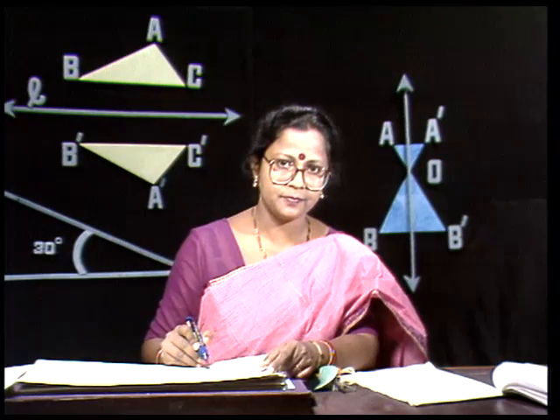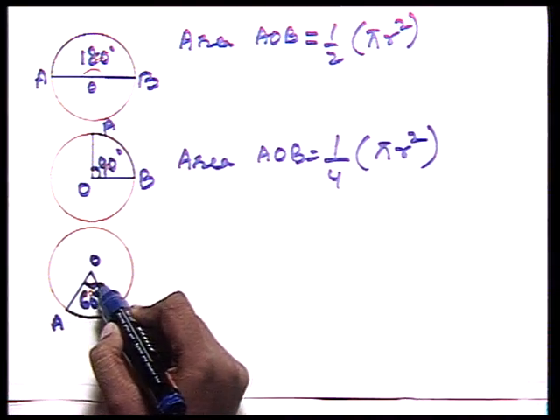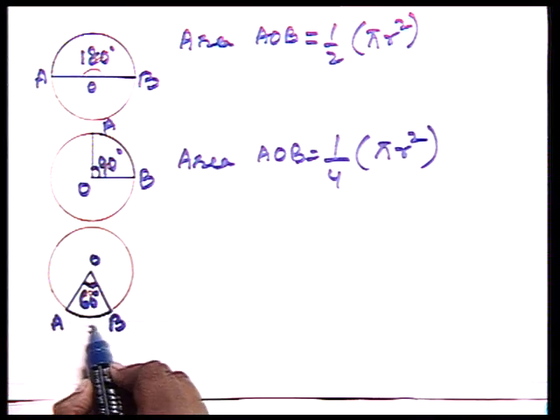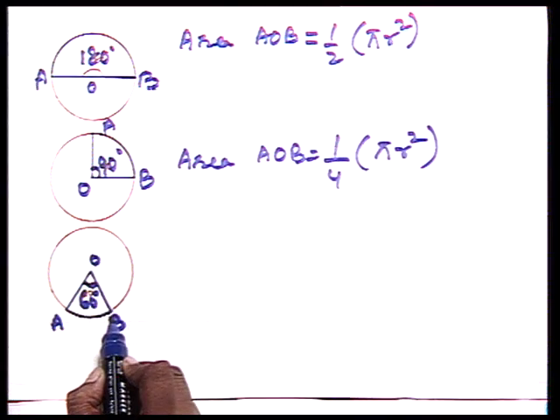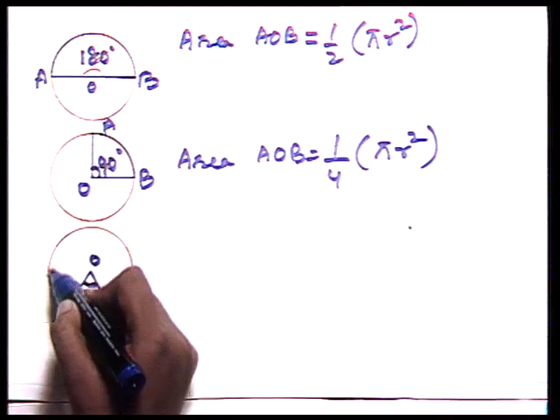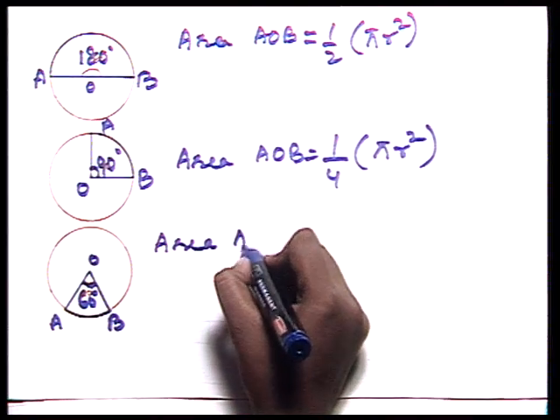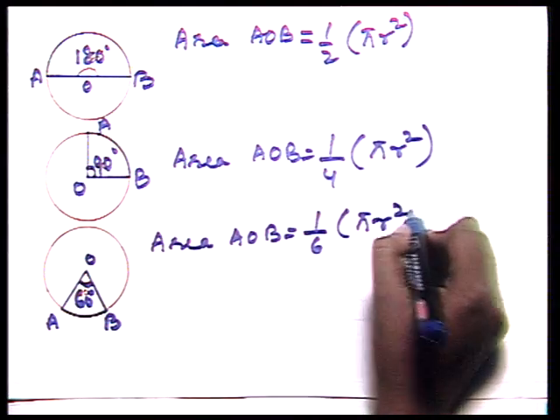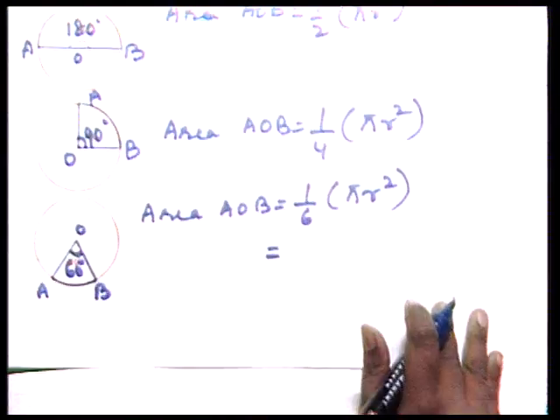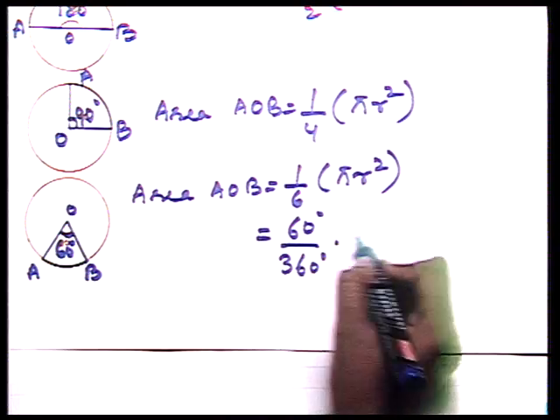By the previous arguments, we can say that since the whole circle is making an angle of 360 degree at the center, and this sector AOB is making an angle of 60 degree at the center, therefore, area of this sector will be 1/6 of the area of the whole circle. Thus, we can say area of the sector AOB is 1/6 of the whole area of the whole circle, that is pi r square. Otherwise, we can write it as 60 degree upon 360 degree into pi r square.